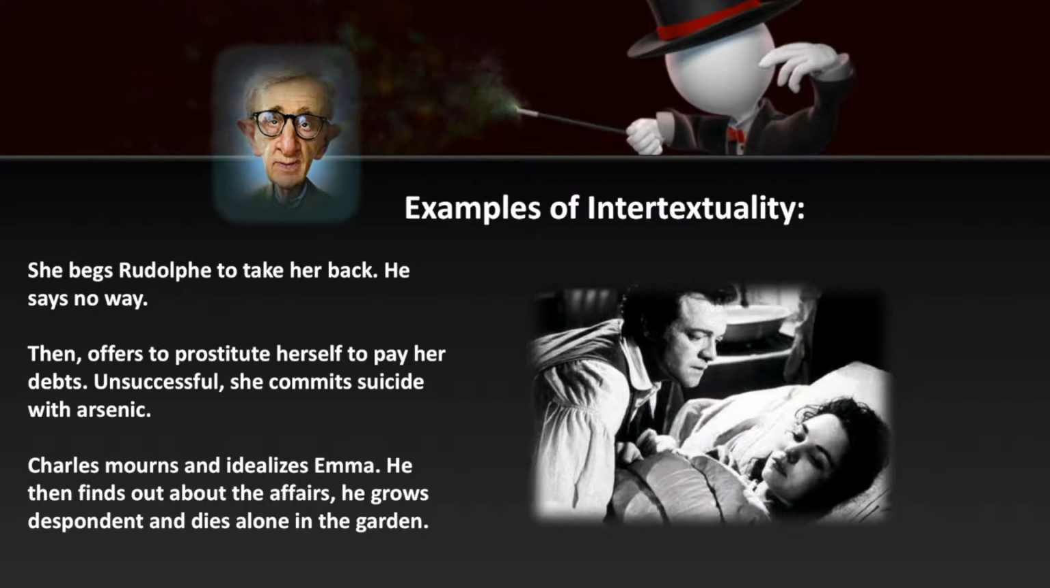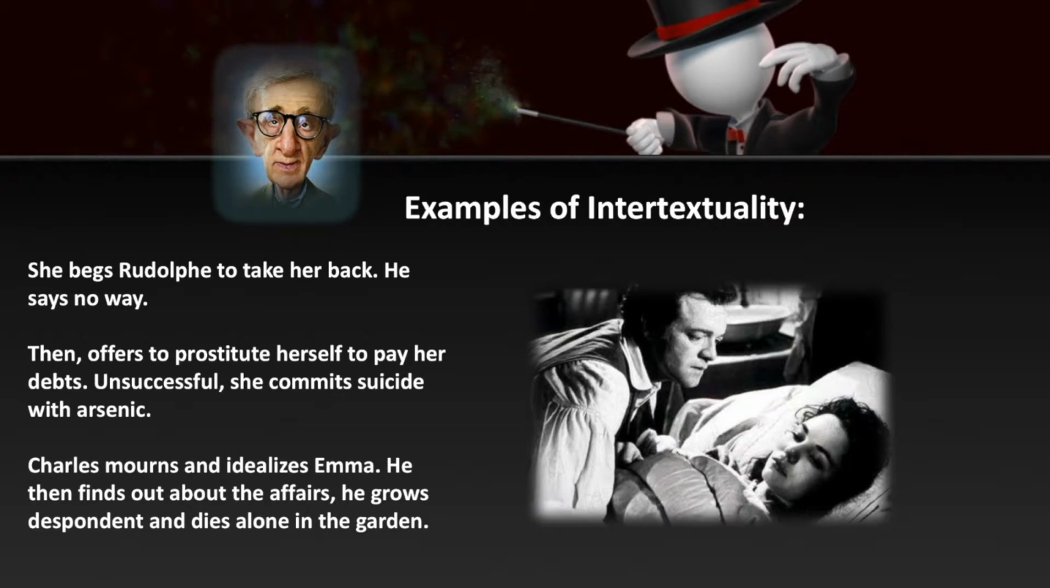She goes back and begs Rudolph to take her back. He says no way. She even offers to prostitute herself to pay her debts, to give him her body. She's unsuccessful and she commits suicide. So this isn't a happy ending. Charles mourns and idealizes Emma. He then finds out about the affairs, and he grows despondent and dies alone in the garden.